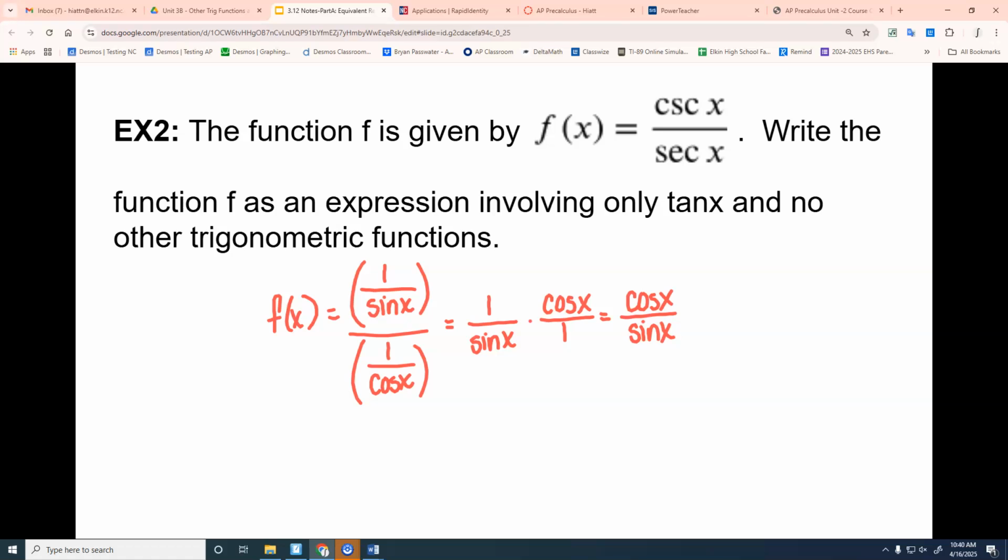Does that equal tangent? It does not. What does that equal? That is cotangent. But did they tell me to leave it in terms of cotangent? Even though it's like a cousin of tangent, it's not tangent, right? So then cotangent, how could it be written that involves tangent? 1 over tangent x. So 1 over tangent x is what they're looking for here.